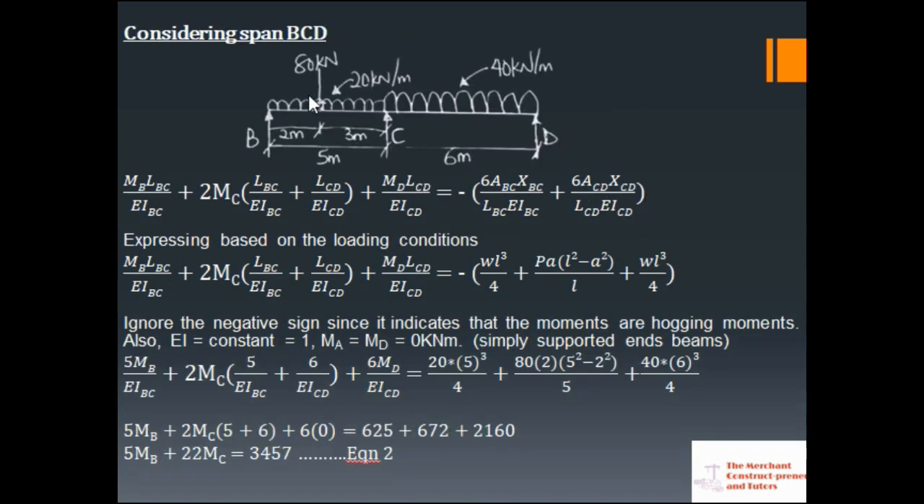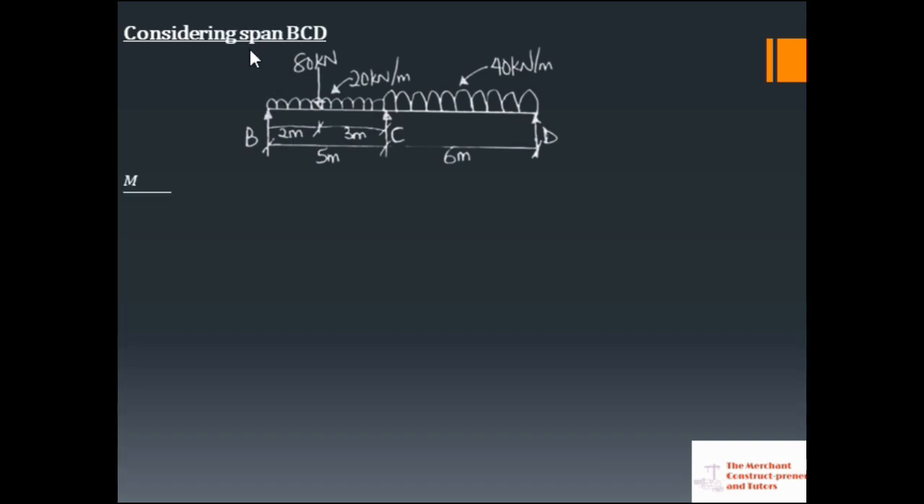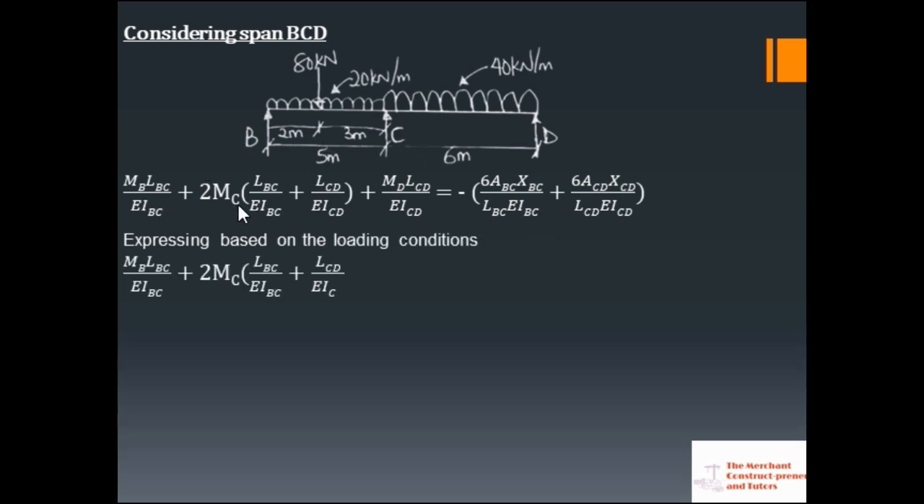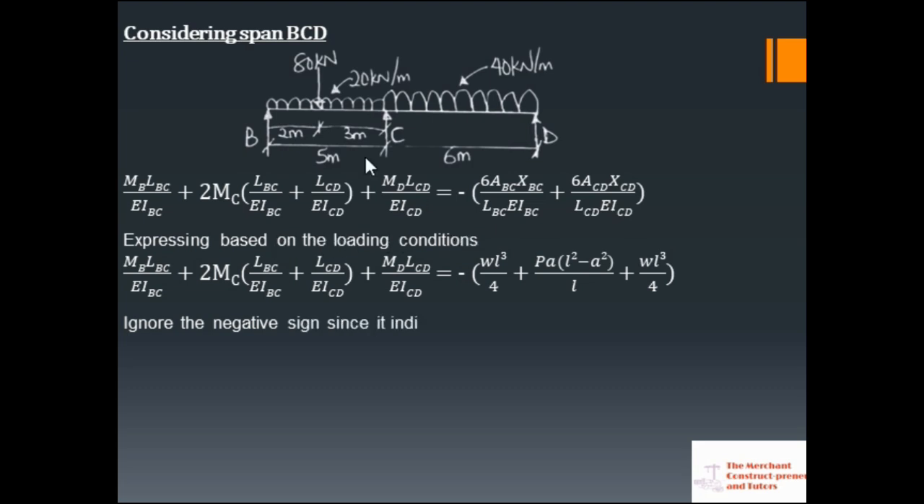Let's move to the next. So we consider the next span, span BC. So this is what we have here. We do the same thing we did before. Expressing MB, MC is one at the center, so we have it here. MD, this is it here. Area centered and the rest. So expressing it based on the loading condition.